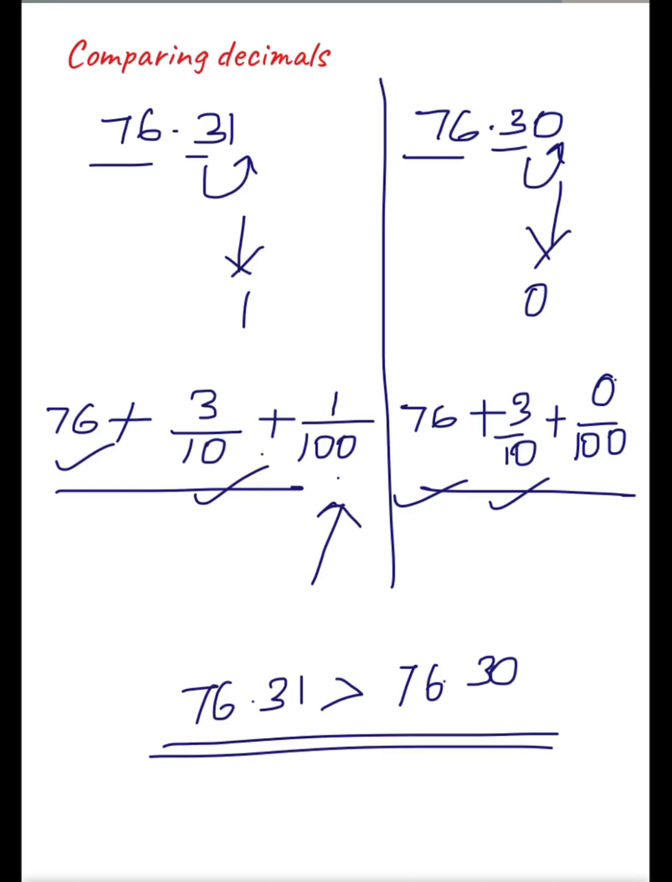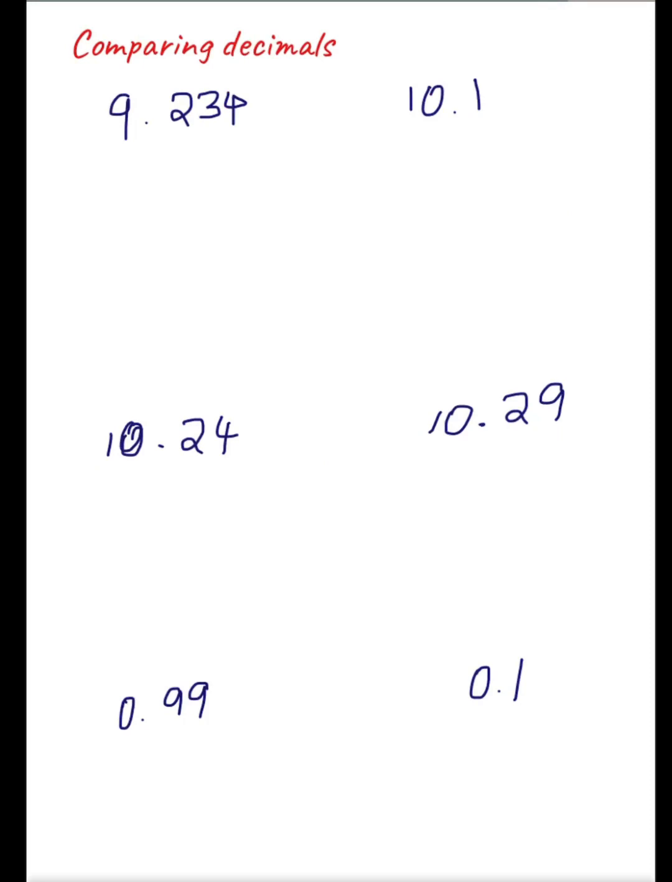Understand? In this way you have to compare. And what is the case if the 100th place number is also the same? Then you have to compare the very next place, which is the 1000th place. Okay, in this way you have to compare the numbers. Let's take one last example and conclude this topic. So let's discuss these questions.